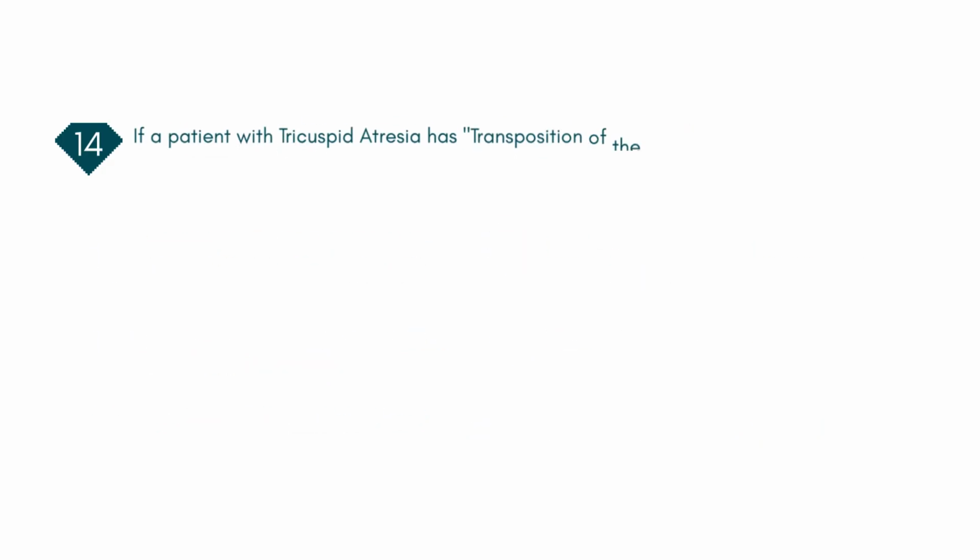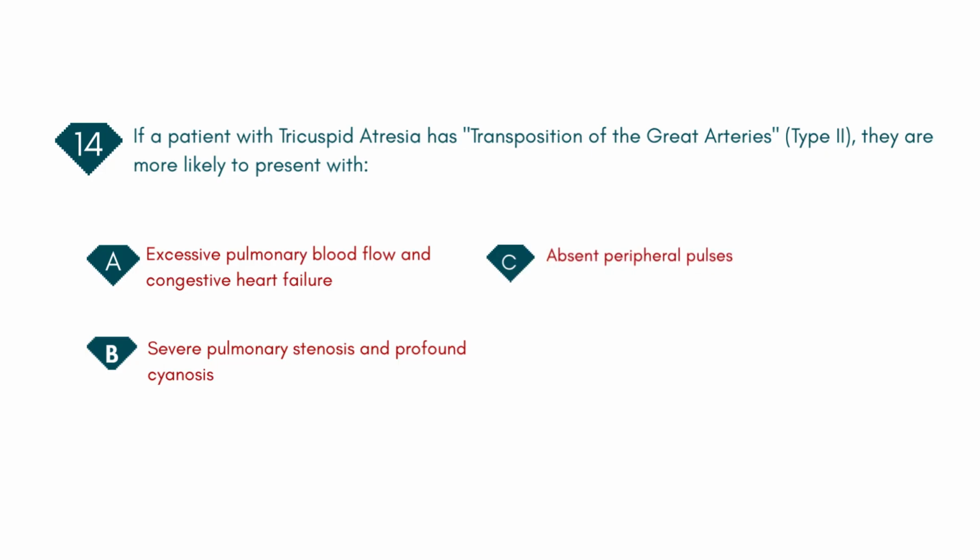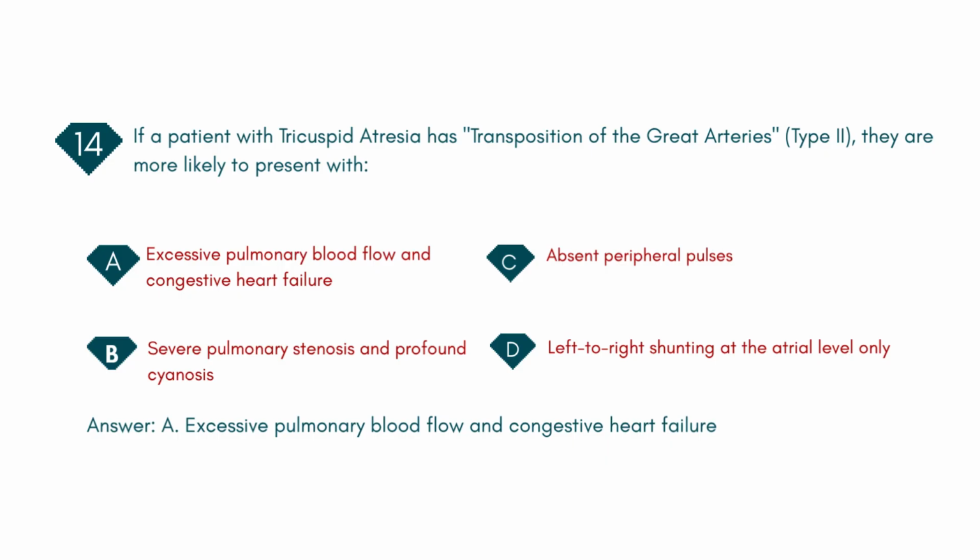If a patient with tricuspid atresia has transposition of the great arteries, type 2, they are more likely to present with: A. Excessive pulmonary blood flow and congestive heart failure. B. Severe pulmonary stenosis and profound cyanosis. C. Absent peripheral pulses. D. Left to right shunting at the atrial level only. Answer A. Excessive pulmonary blood flow and congestive heart failure.